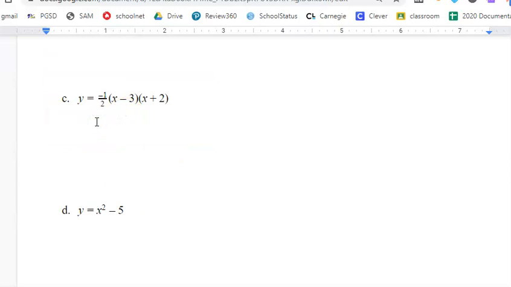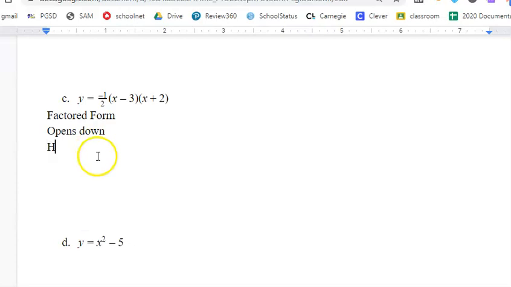When you see these parentheses like this, these are your factors, and those reveal your zeros or your x-intercepts. So this is factored form when you see these factors. So let's put factored form. All right, the negative 1/2 in the front means it's opening down. It's also half as steep, or you could say it's compressed vertically by a factor of 1/2, so something like that is fine. The x minus 3 reveals the x-intercept 3, and the x plus 2 reveals the other x-intercept, negative 2.